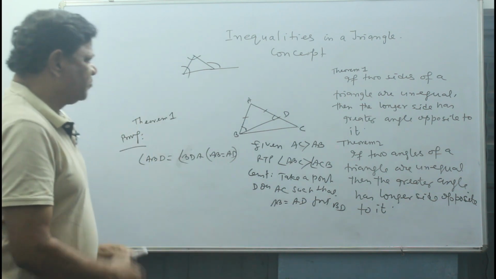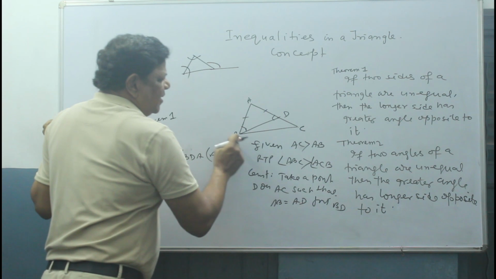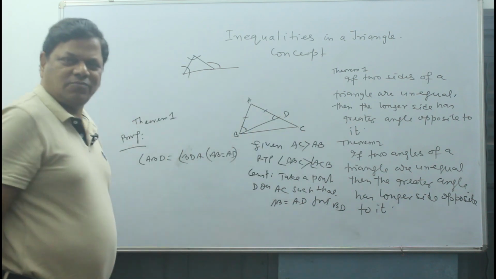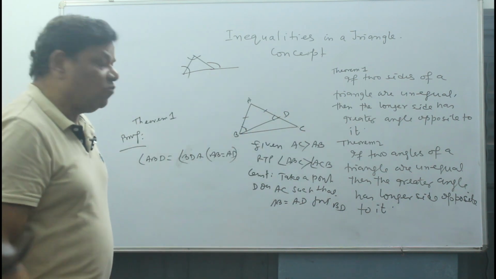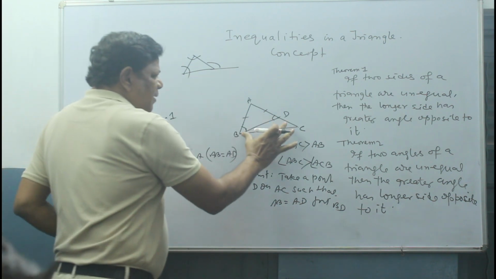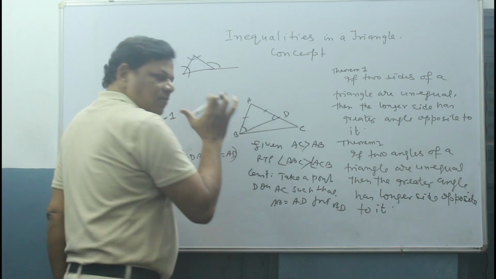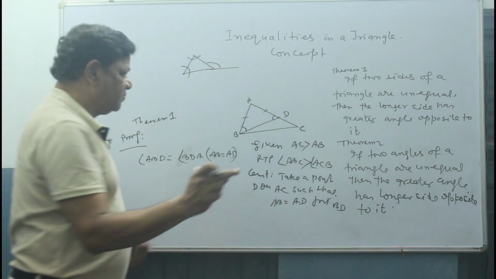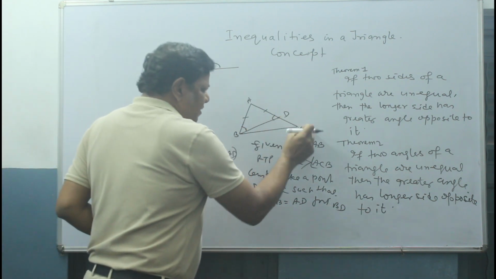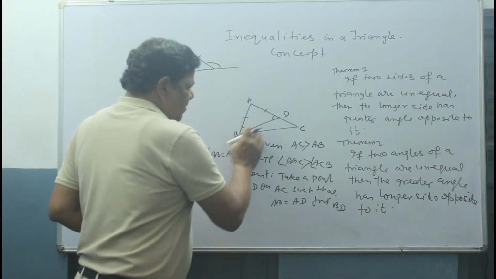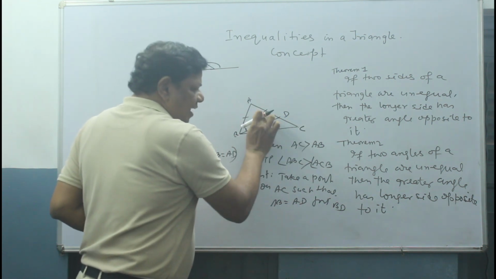Now see, children. Take BDC as a triangle. BDC is a triangle. So which is the exterior angle of BDC? The exterior angle of BDC is angle ADB. You have to understand this very important point. If I take triangle BDC, this is the triangle, and this is the exterior angle.